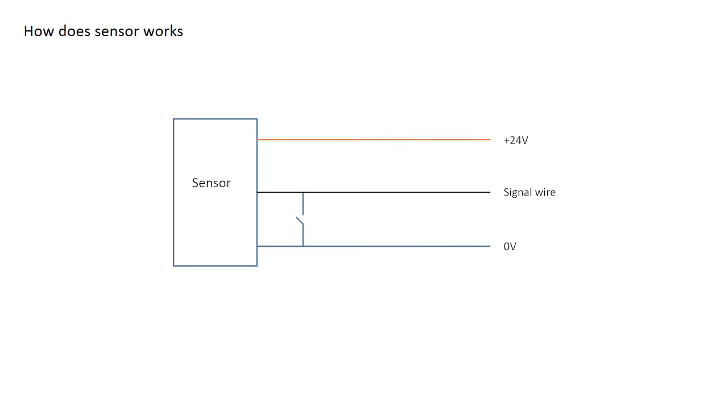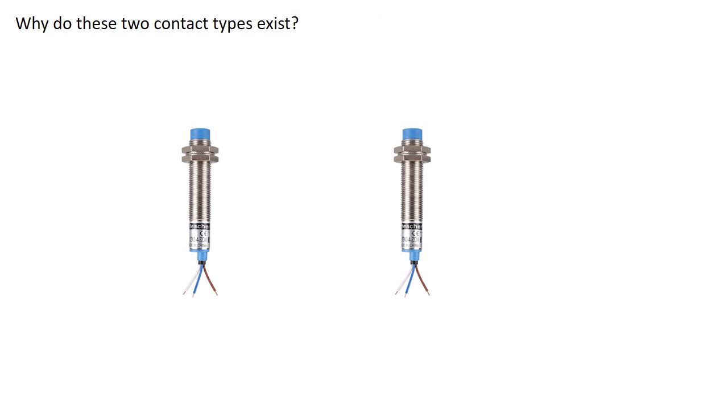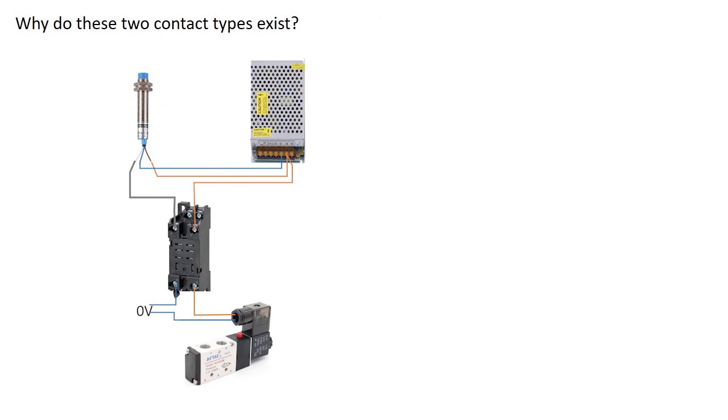So, in simple terms, what these sensors do is just connect or disconnect a current path via a contact. This contact can be either normally open or normally closed. Why do these two contact types exist? They are used for different applications, such as building relay-based logic and implementing safety conditions in PLC ladder programming.